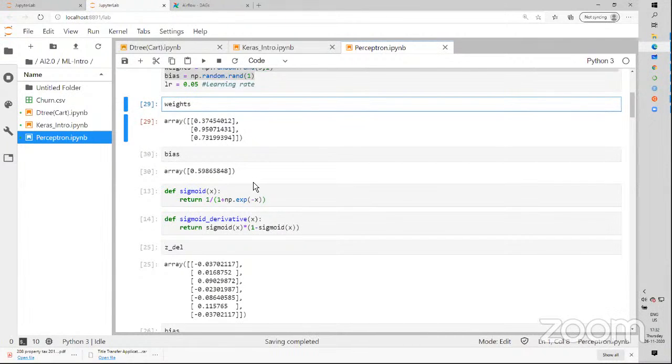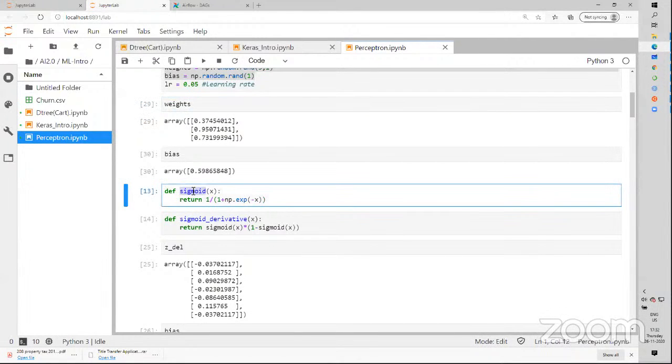Next, we need to create the functions. Two functions that we are going to use here. Rest all of them are straightforward, but these two functions are important. First, we are defining a custom function in Python. We are naming the function sigmoid. You can give any name, but for easy understanding, we are naming it sigmoid.